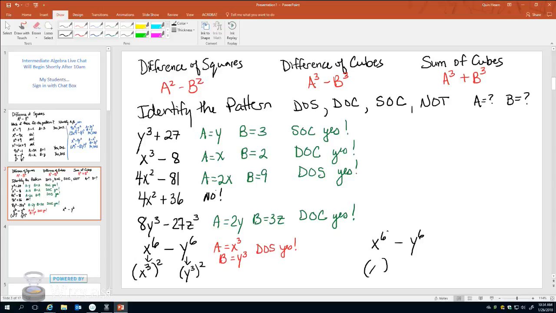So x to some power cubed. What power would that have to be? Well, again, 2 times 3 is 6, so that would have to be the power 2. So we could think of this as x squared cubed. That would still equal x to the 6th. We could also think of this as y squared cubed. That would still equal y to the 6th. So what does that mean? That means we have a difference of cubes as well.